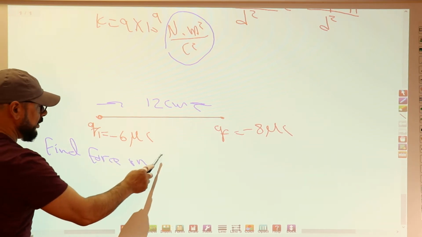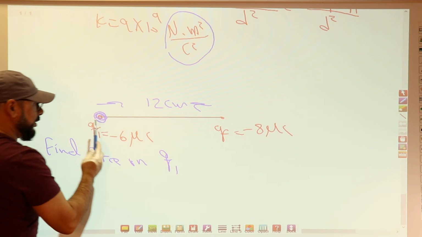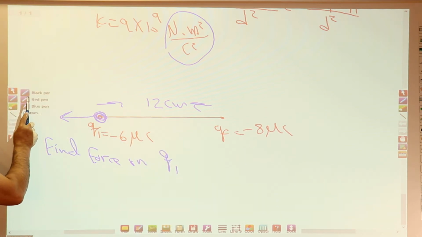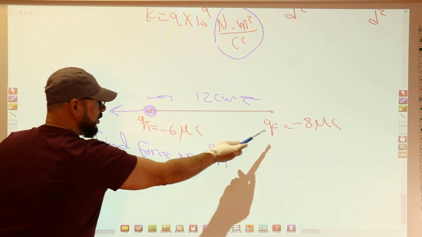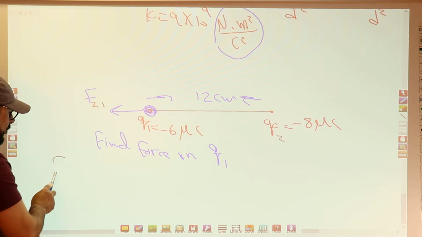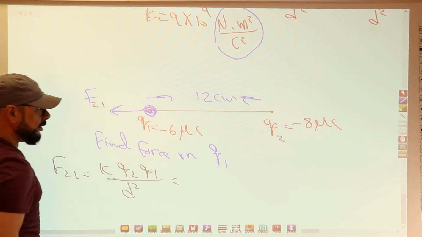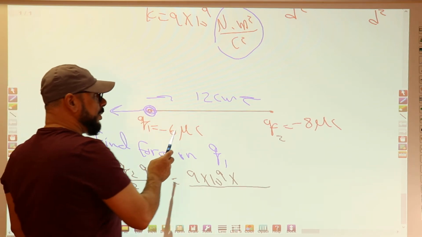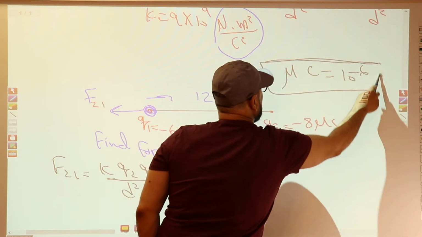Find the force on Q1. This is negative, and this is negative, so it's repulsive. Then the force from 2 on 1. This is the force that charge 2 exerts on 1, which is F21 equals K Q2 Q1 over D squared. 9 times 10 to the 9 times Q1. Now, microcoulomb, remember, if this is your first time watching this video, microcoulomb is 10 to the negative 6.